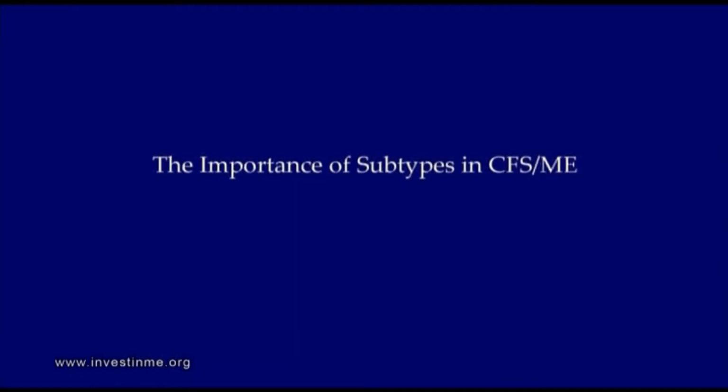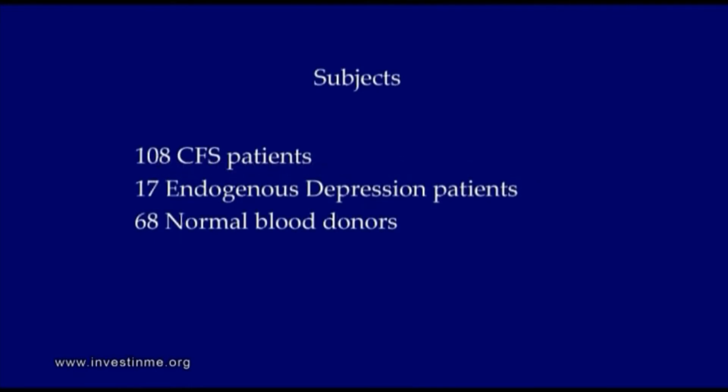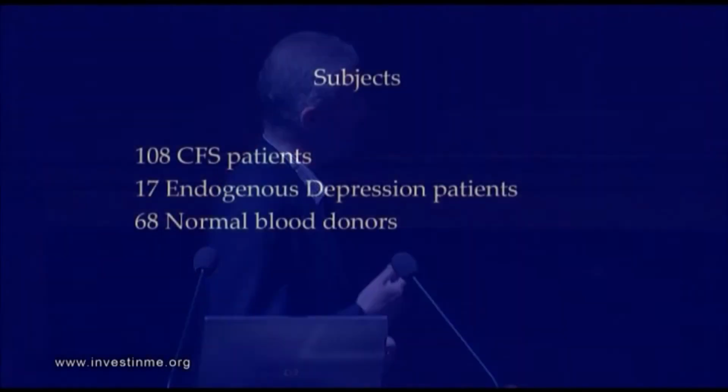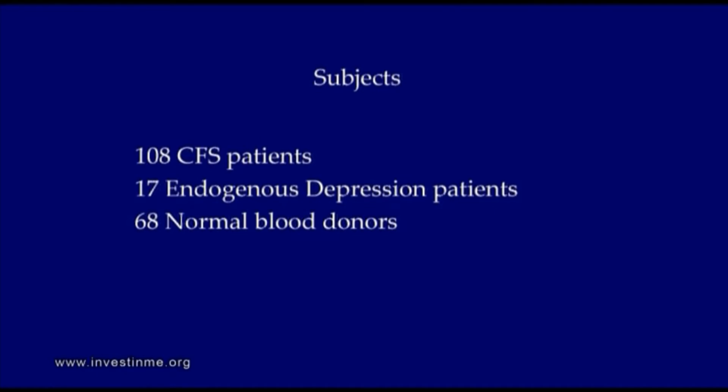Well, I've mentioned the importance of subtypes. So the subjects we used were 108 CFS patients, 17 endogenous depression patients, and 68 normal blood donors. And we used only 17 endogenous depression patients because these were the patients that we used in the gene expression study. And we had to get drug-free depression patients who did not smoke and did not take antidepressants. And in 2 years of enrolling, we only got 17.